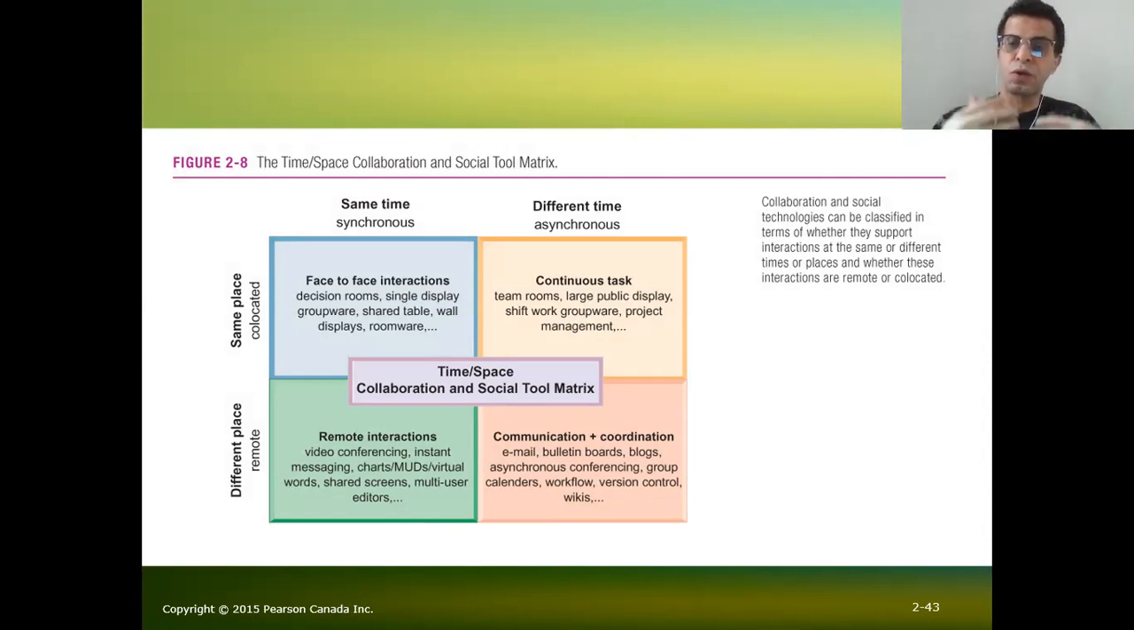So later on, when you download the course and start looking at it, it's kind of an asynchronous way. And when it's a different time and a different place, you need communication and coordination tools like email, bulletin boards, blogs, asynchronous conferences, group calendars, and workflow versioning. Each situation might need an extra tool or a lesser tool to collaborate. This is what drives what kind of collaboration applications you need, depending on the time and the place.